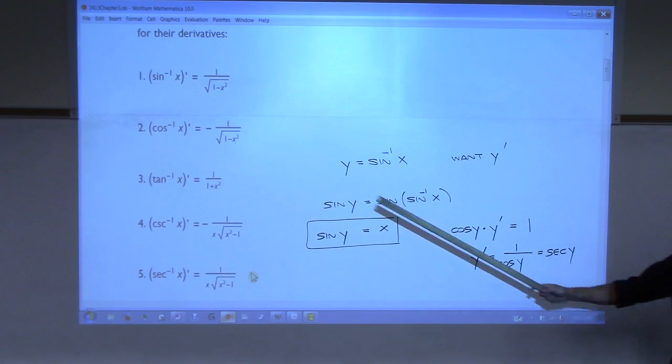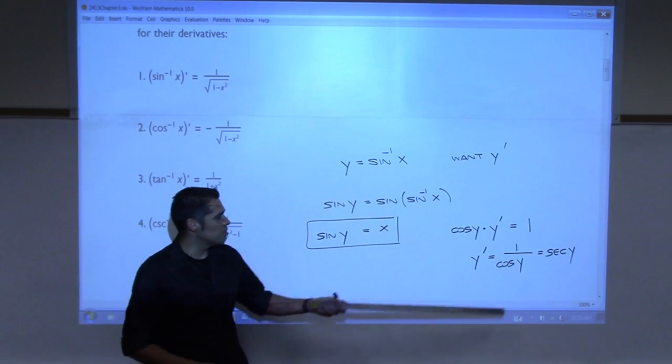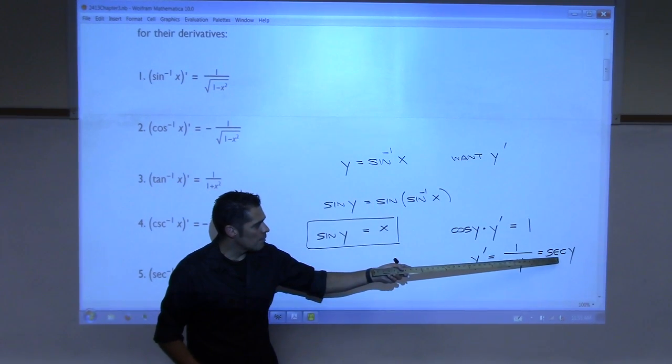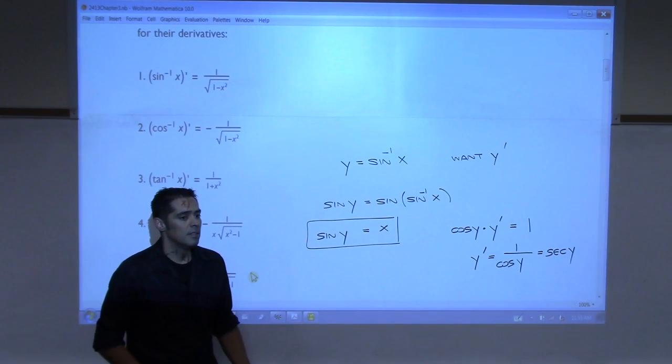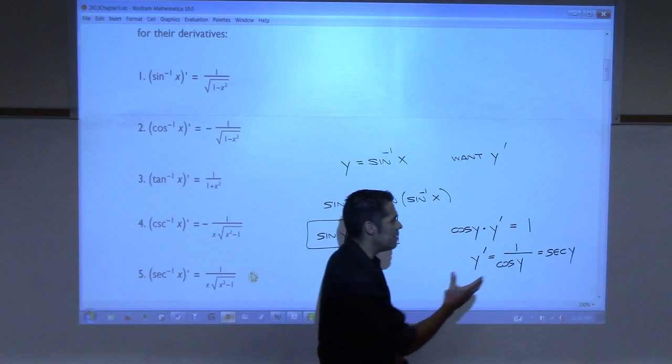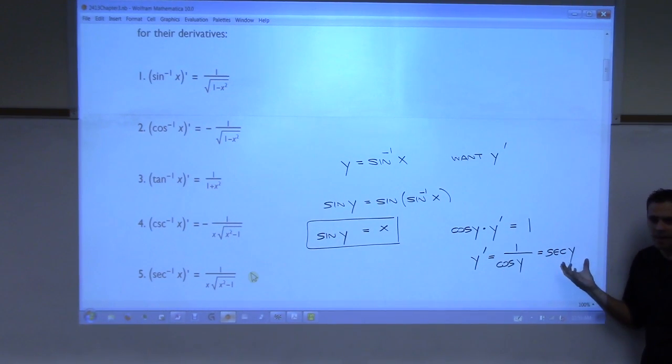But that doesn't match this answer. And the reason is because our answer for the derivative has y in it, and this answer has x. We need to somehow get this thing back to x. All right? I need to somehow get this back to x. With me? And the way I'm going to do it, and this is what I was saying, I'm going to point it out when I get to it.